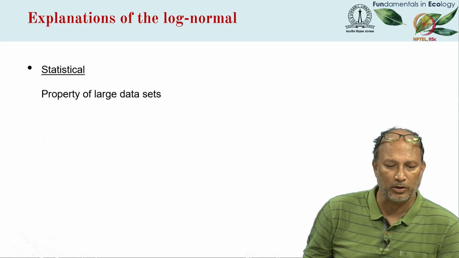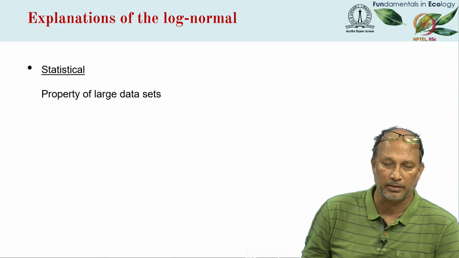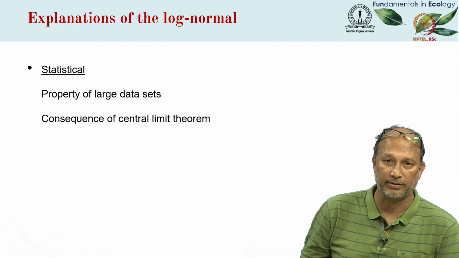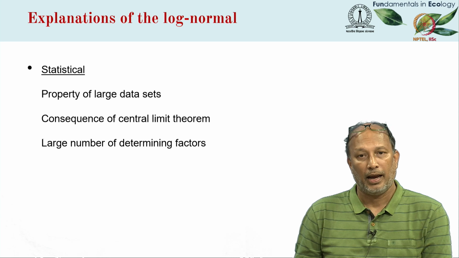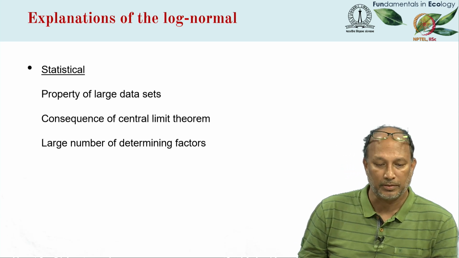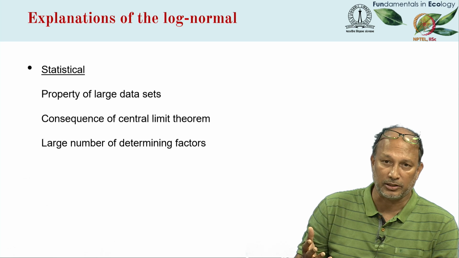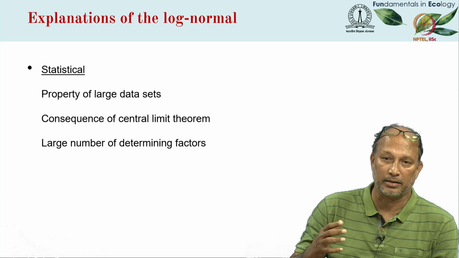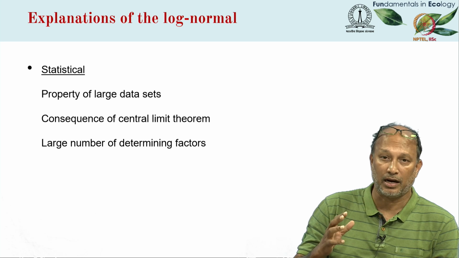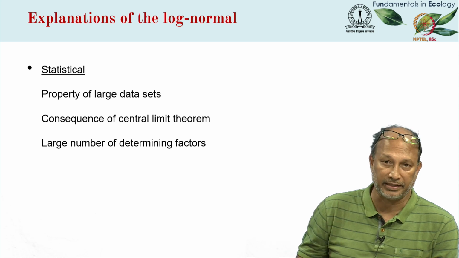We touched briefly upon the statistical explanations of the log normal, that is the property of large data sets, a consequence of the central limit theorem. And patterns that come about as a consequence of the central limit theorem are often those where there's a very large number of determining interacting factors.